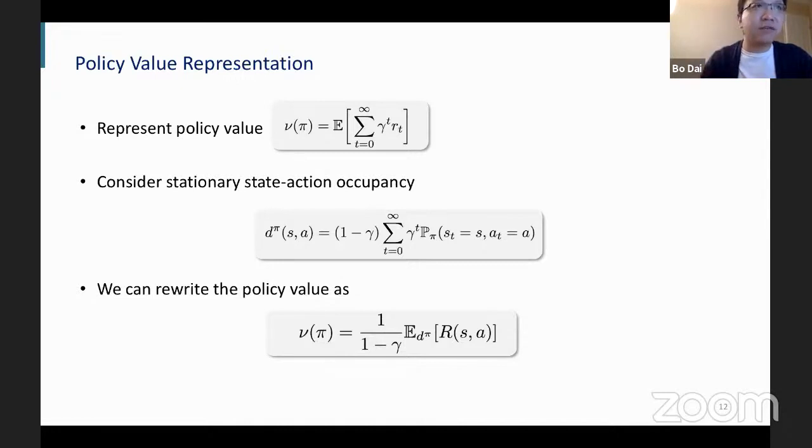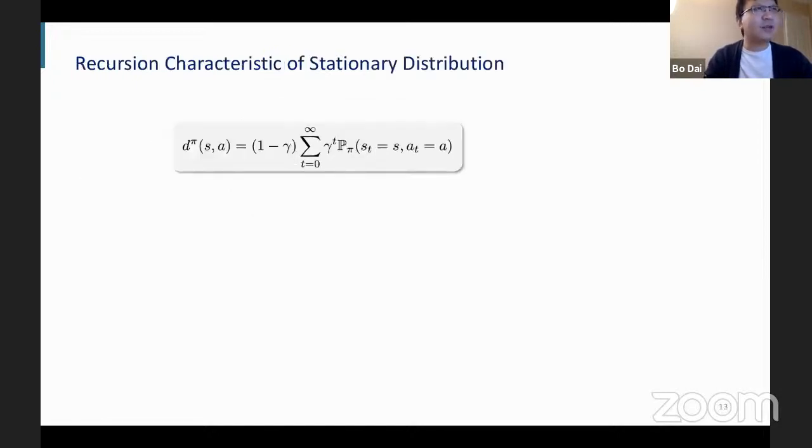If you run long enough, it will settle on some distribution. So that's the stationary state-action distribution. And if you know this quantity, you can represent the policy value as an expectation of the reward function with respect to this distribution. It's only one step, and you don't need to accumulate anymore because the accumulation is already done here. This is what we noticed, and it is very important in our later algorithm derivation. So we transfer from an expectation of accumulation to an expectation with respect to a single stationary distribution. Now let's see what happens later.